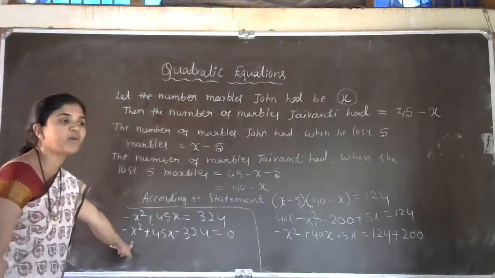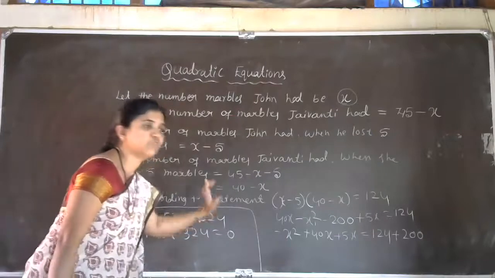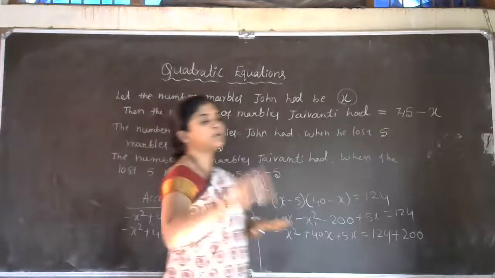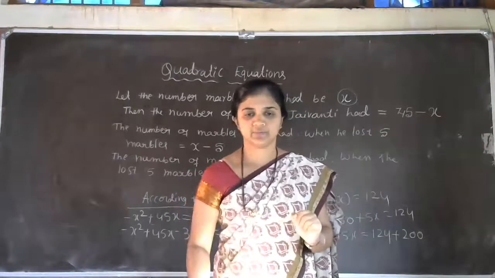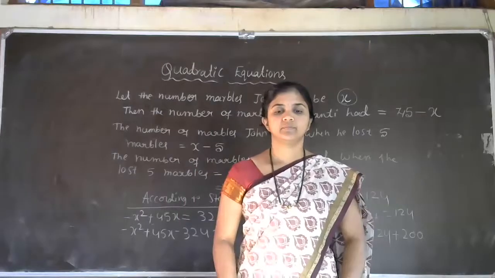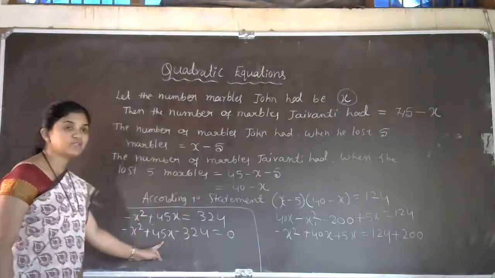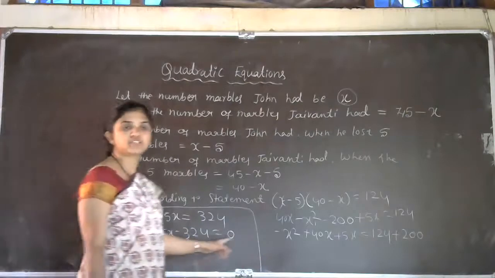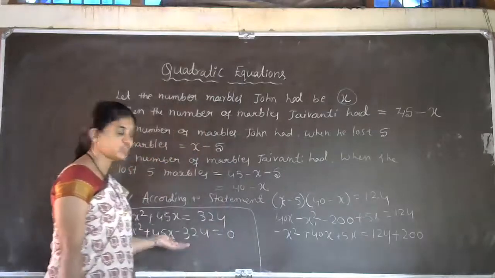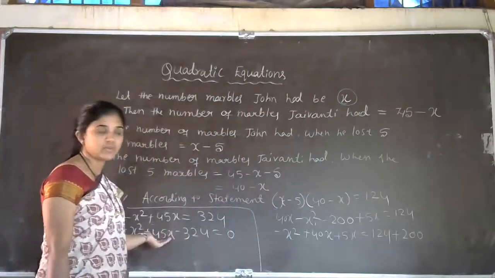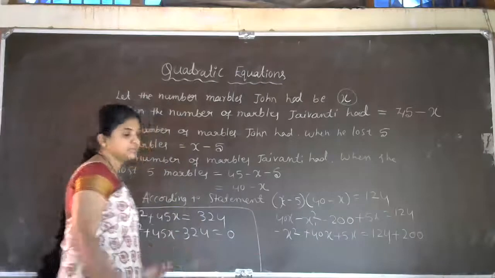Just observe the standard form of the quadratic equation: ax square plus bx plus c, which is equal to 0. So we converted the statement problem into quadratic equation form. Got the idea of this problem, students? See here, minus x square plus 45x minus 324 is equal to 0. Is this a quadratic equation? Yes, this is a quadratic equation. Standard form is ax square plus bx plus c equal to 0. Is that clear? Okay.